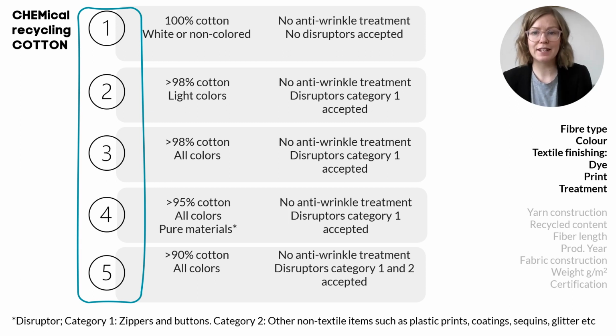Disruptors are anything non-fibrous on the material, and we have categorized them into two categories. One is the hard parts, such as buttons and zippers, and the other is non-textile items, which could be, for example, plastic prints, coatings, or sequins. We believe that the higher classes will render a better processability, higher quality output materials, and a better chemical safety. We would now like to hear your opinion on our classifications.